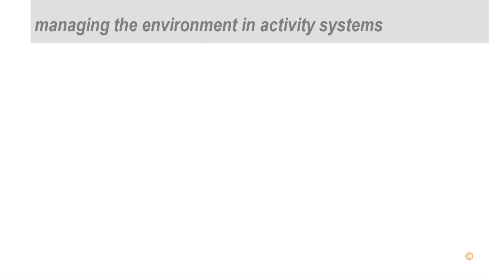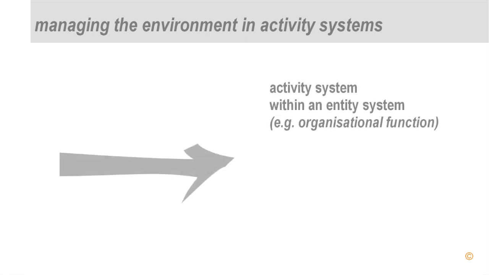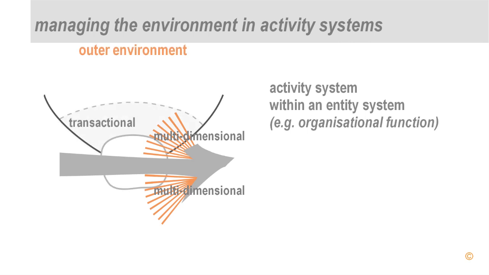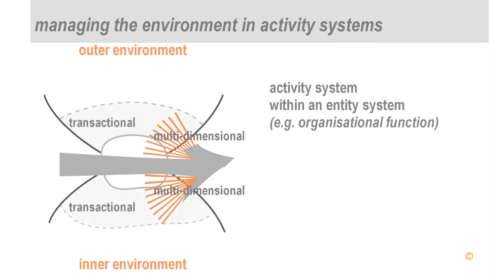Another way of depicting the same issue that we said earlier is we have an activity system. It is multidimensional, illustrated by the orange lines, and it has a transactional outer and a transactional inner environment. Transactional outer environment would be the specific stakeholders of that particular activity system. Transactional inner environment would be the specific team members, for example, of that activity system or sub-functions of that activity system. And then we have the outer contextual and the inner contextual environment.